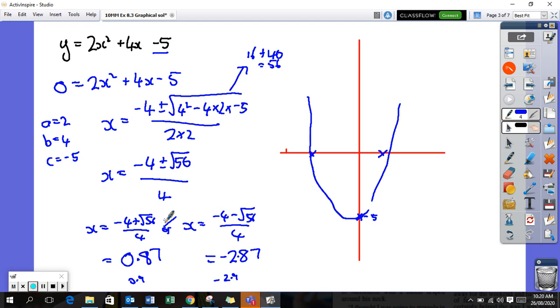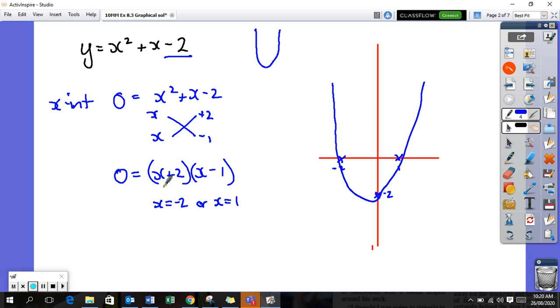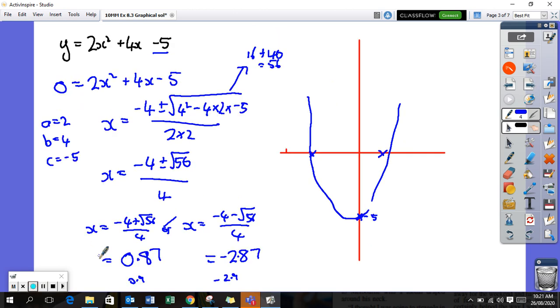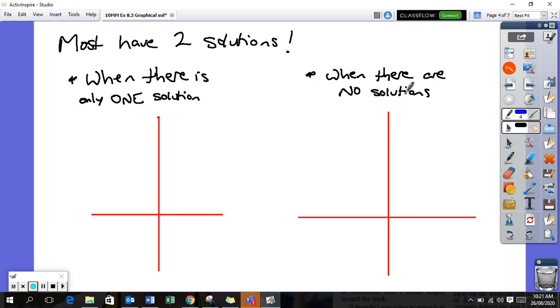Okay, so that's all we're doing. So we can either use flag and cross. Well, flag and cross will work sometimes to get our solutions nice and easy. If flag and cross doesn't work, we have to use the quadratic formula, which we used in 8.2, in 8.3. Okay, so, sometimes, most of the time there are two solutions, but sometimes there is only one solution.